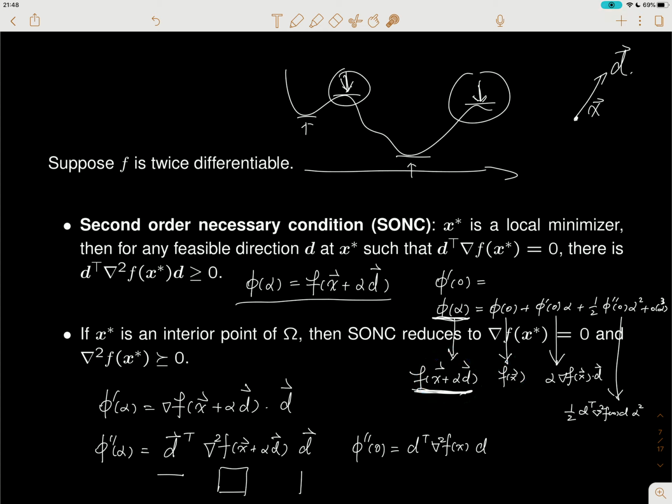At this point we have shown that this is equal to this one here, and this small number there. Well, this is already 0, as we said. And you want this left-hand side to be greater than this. Then the only thing I can do is to make sure this is greater than or equal to 0, and this is d transpose Hessian d. Okay, so that's the one here. That's the second order necessary condition.